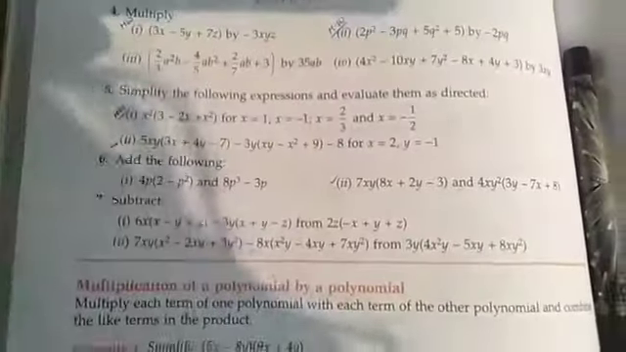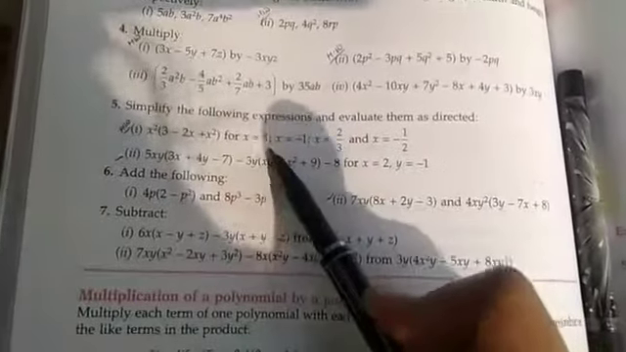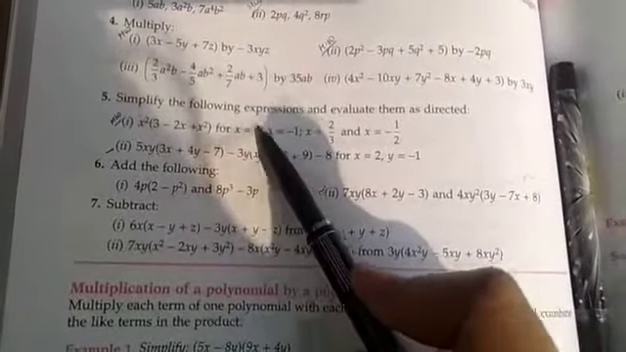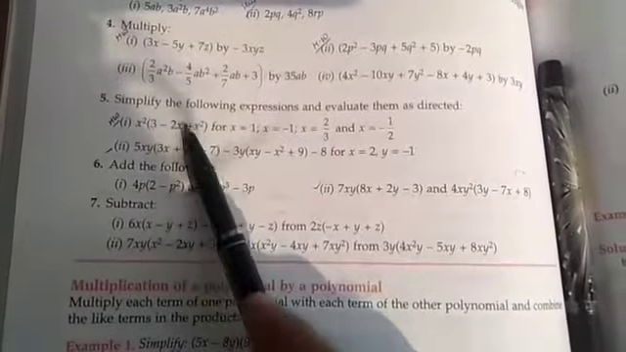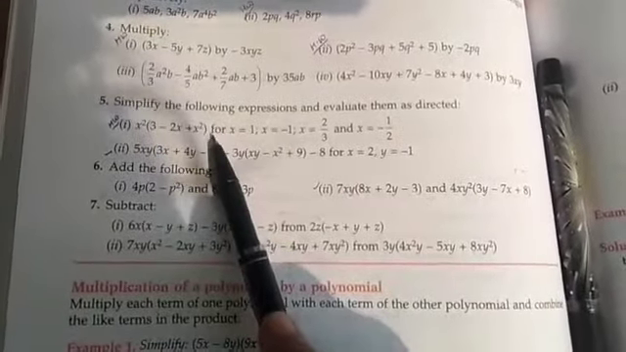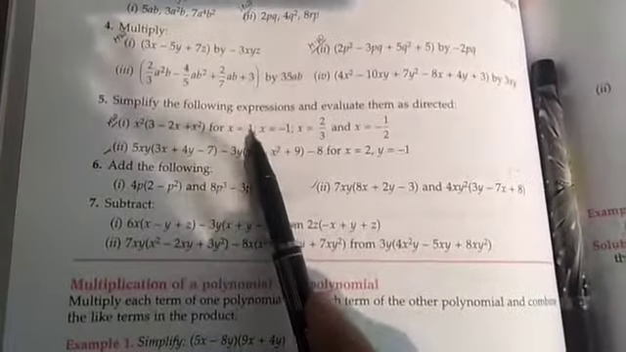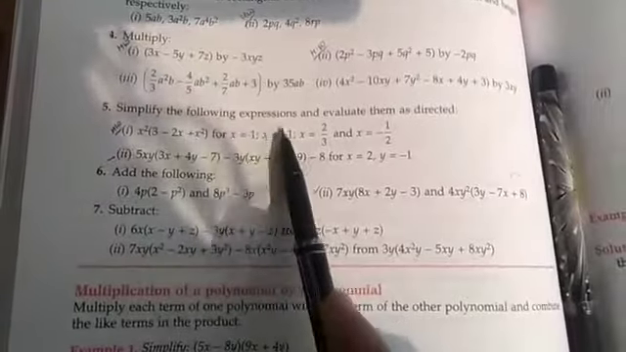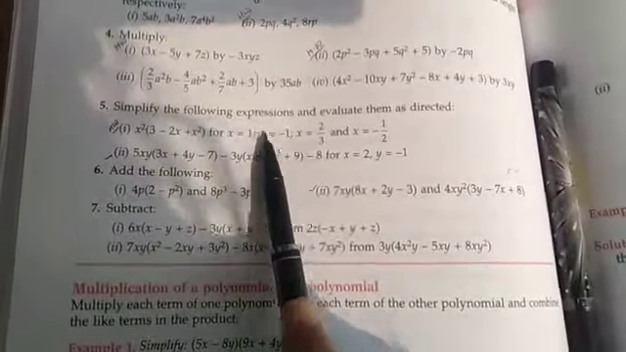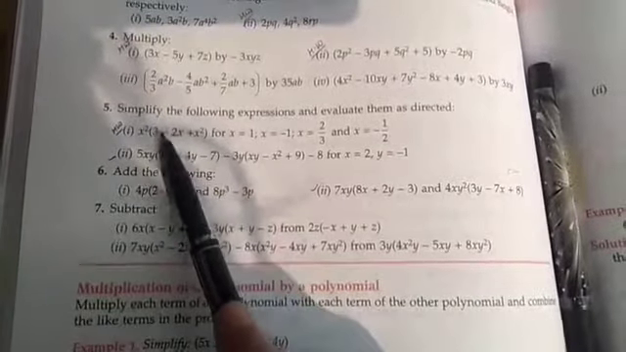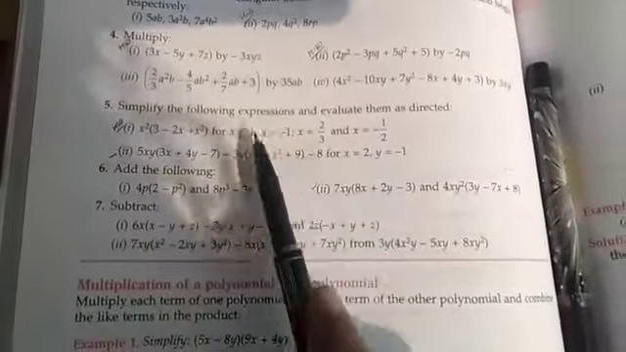Now you get a single expression. Whenever you get a single expression, you start putting the value of x, which is given here as x is equal to 1. Now you will place 1 at all the places where it is x, and you will get an answer. Again you will place the value of x is equal to minus 1 and you will get an answer, then 2 by 3, then minus 1 by 2. Let me show you by solving this question.